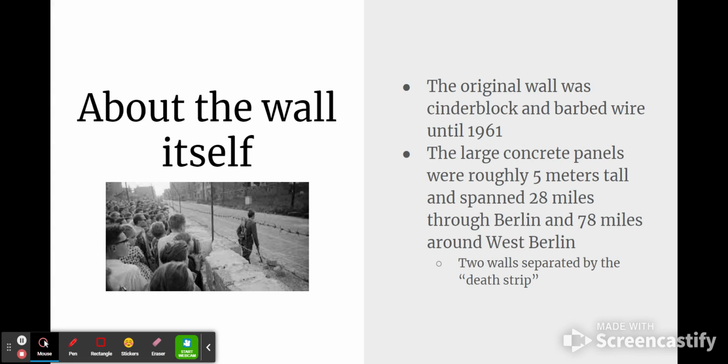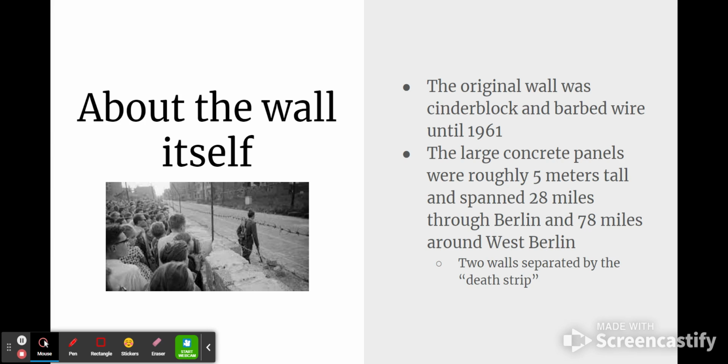The wall itself was originally cinder block and barbed wire, as you can see in this picture right here. That was up until around 1961. This was kind of just a temporary thing. Then the large concrete panels were put in place, which were roughly 5 meters tall and spanned 28 miles through the city of Berlin itself, and then 78 miles around West Berlin to further separate it even more.